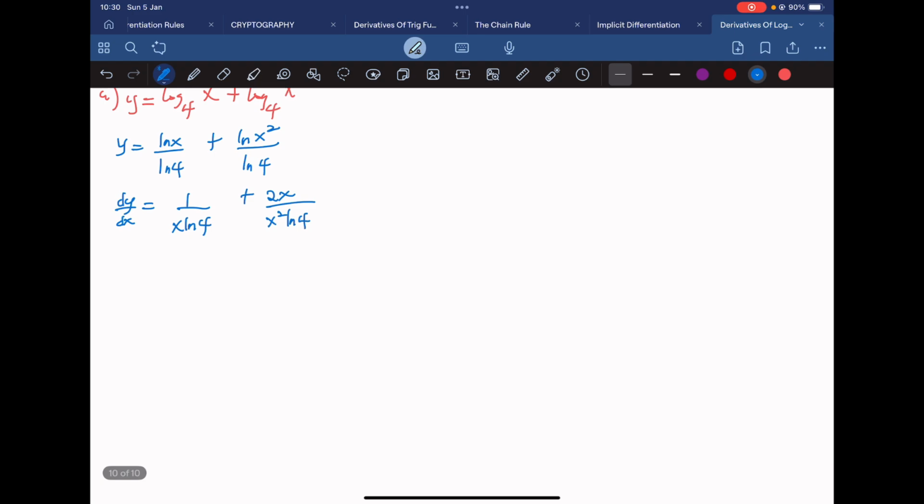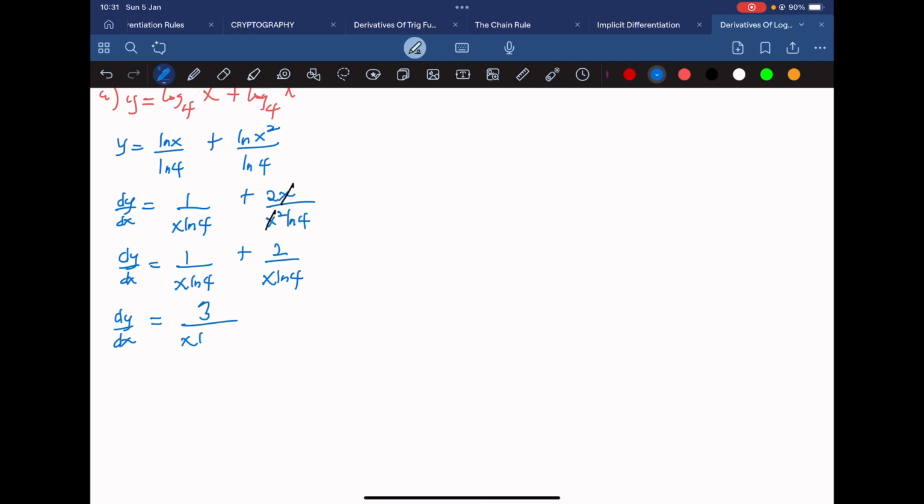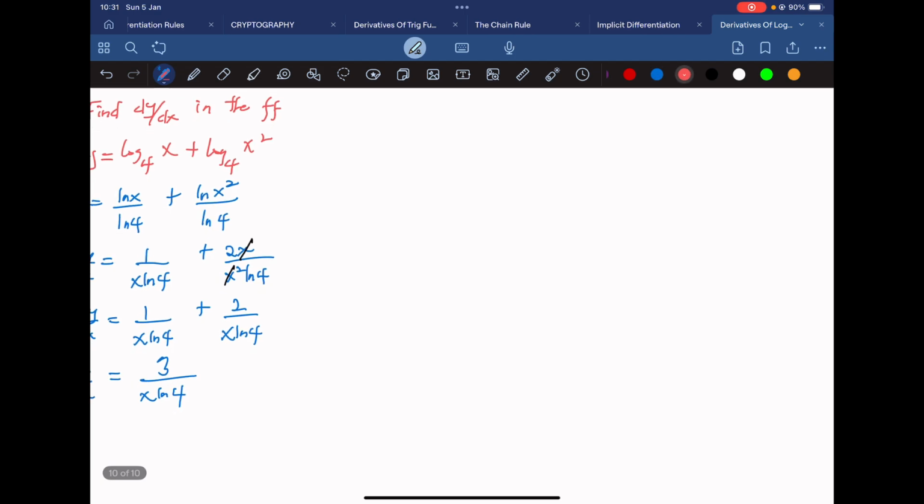So this just simplifies to 1 over x ln of 4 plus, so this x is going to cancel one of the x's here, so we just have 2 over x ln of 4. Now, since the denominators are the same, we can just add the numerators. So we have this, and this is our answer. Let's look at the last one.